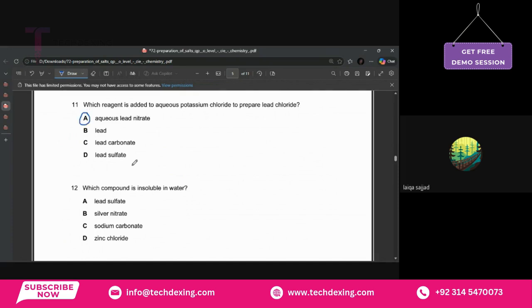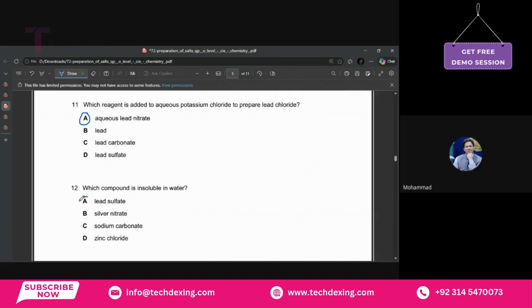Which compound is insoluble in water? Lead sulfate, silver nitrate, sodium carbonate, or zinc chloride? Which of them is insoluble in water? Lead sulfate. Yes, it's lead sulfate. Very good. Silver nitrate, is it soluble? Yes, because all nitrates are soluble. What about sodium carbonate? Yes. Why is it soluble? Are all the carbonates soluble? No. Then why is this soluble?